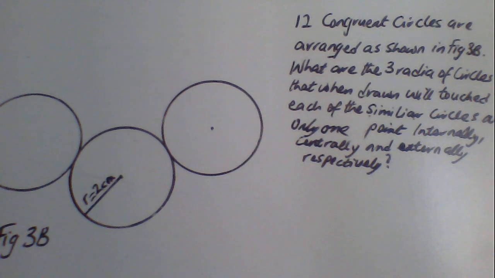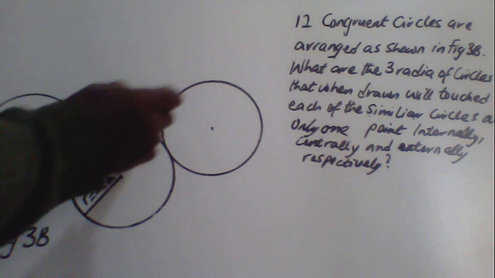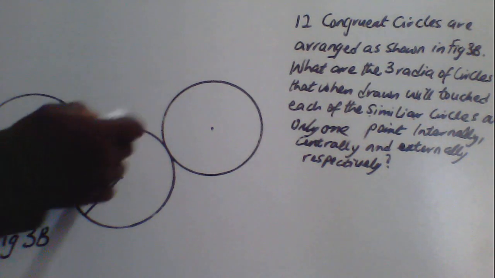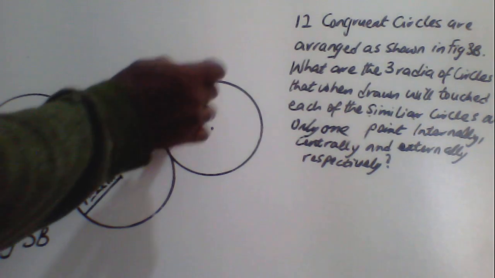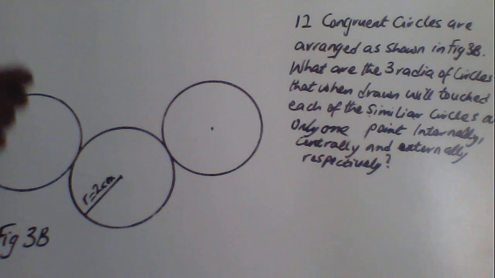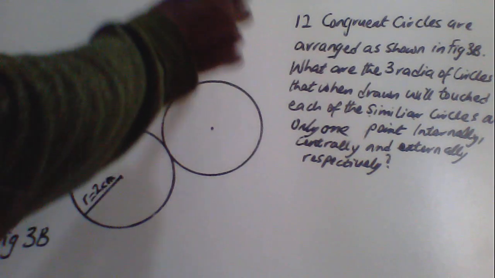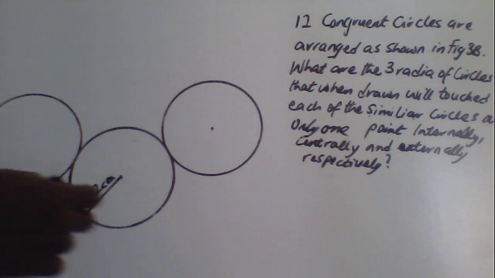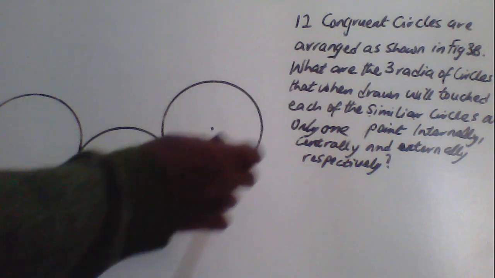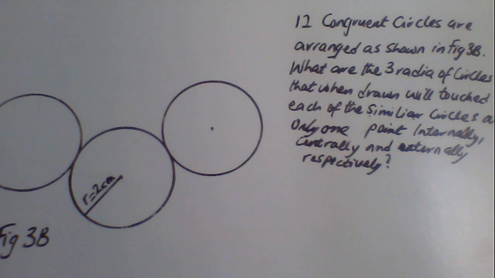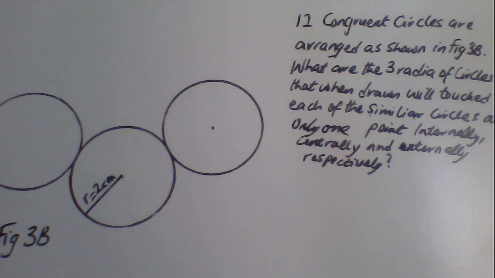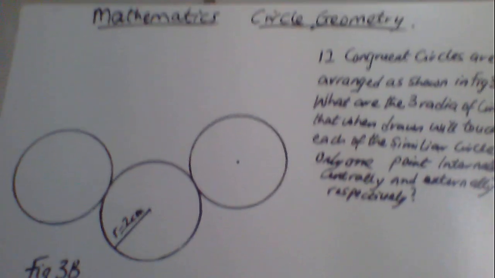So you are asked, what are the three radii of circles that, when drawn, will touch each of the similar circles at only one point internally? When you draw another circle internally, it will touch each of the similar circles at only one point, and when you draw another circle from the center, it will touch the circles at only one point, and when you draw externally, it will touch each of the circles at only one point. So let's begin by solving it.